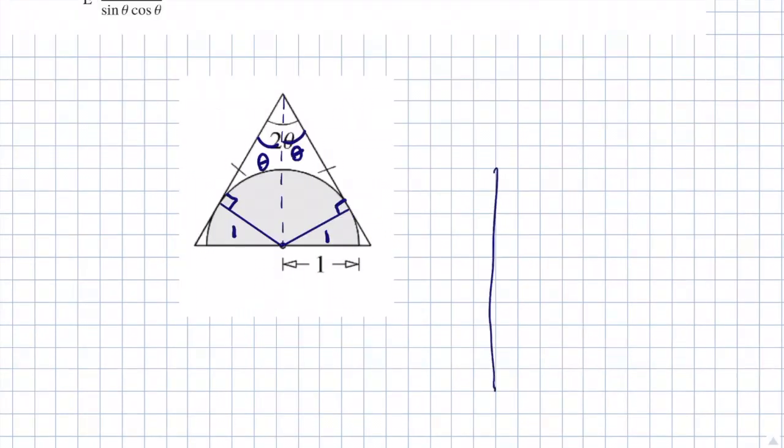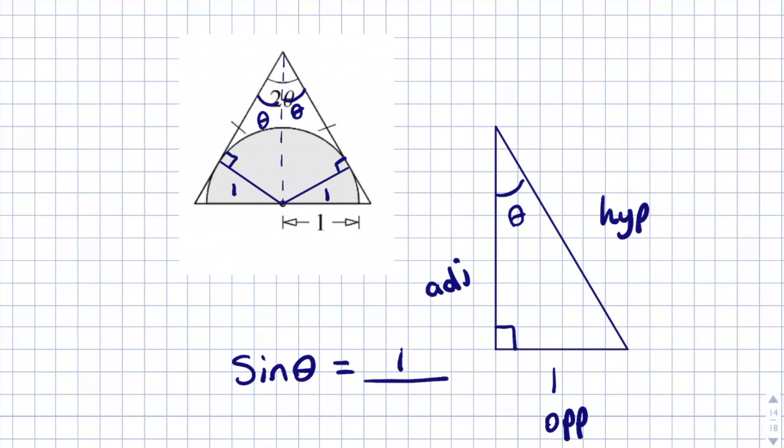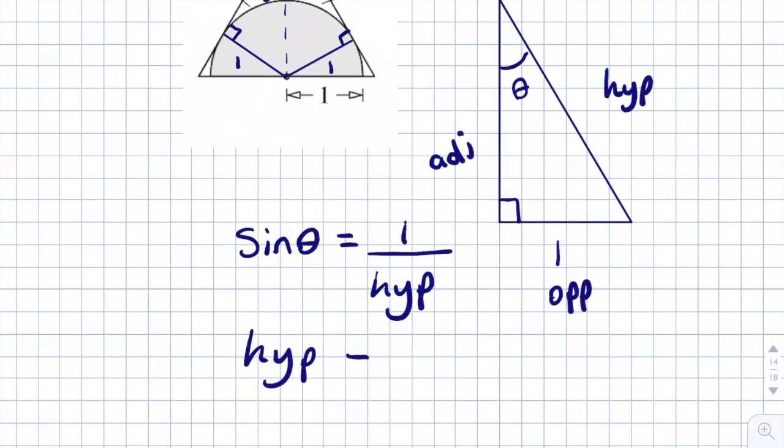So if I draw one of these triangles, we know that this is the hypotenuse, this is the opposite side, and this is the adjacent. So to get the area of the triangle, we need to do a half of the base times by the height. Well, the height is going to be the hypotenuse in this case. So we say that sine theta equals opposite over hypotenuse, which is 1 over the hypotenuse. Then we can rearrange this to say that the length of the hypotenuse is equal to 1 over sine theta.